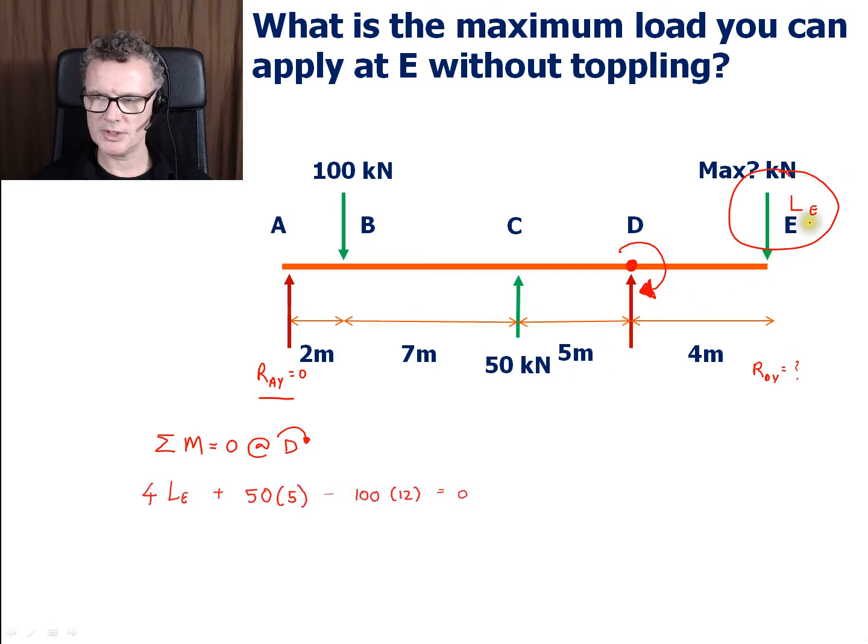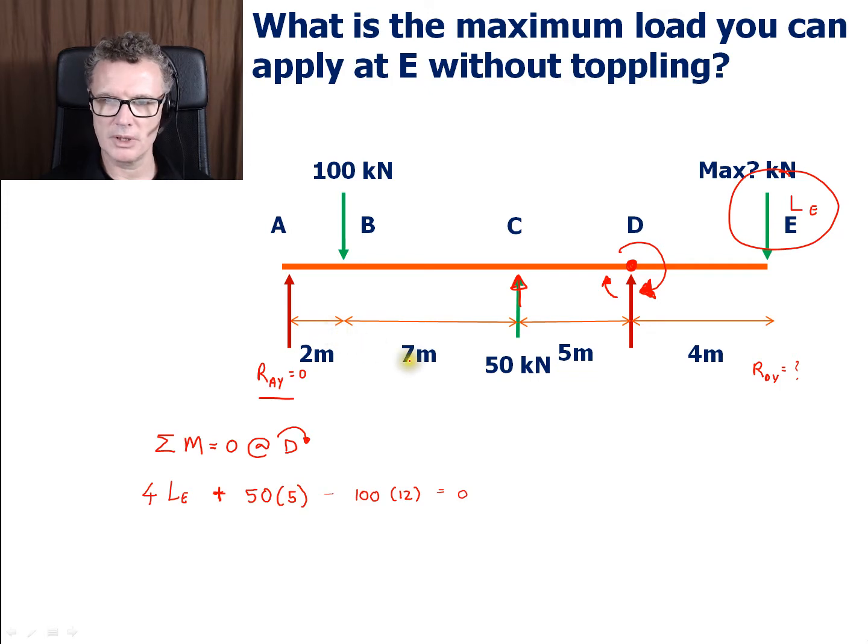So the first one we can see is that we've got this load, LE we'll call it. It's 4 meters away, so it's going in a clockwise sense. Notice this 50 as we go around with our clock, that comes up, and this 50 force is also pointing upwards, so that's going to be a positive turning moment. So 50 times 5.